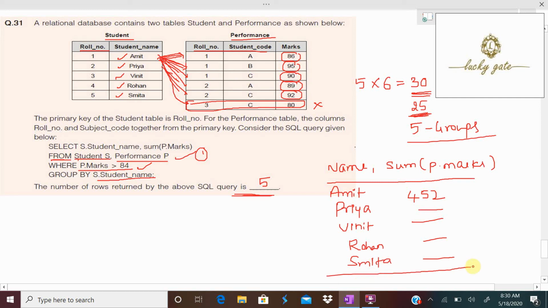So because 5 students are there, it is divided into 5 groups. For each group, 1 row is printed in the output. So the number of rows is how many? 5 rows in the output. So the answer for this question will be 5.